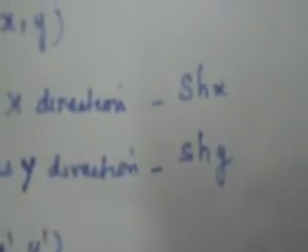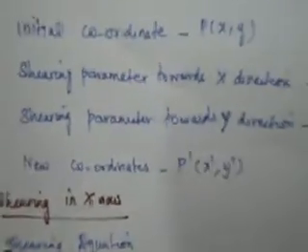The initial coordinate of an object is P of x comma y. The shearing parameter towards the x direction is SHX, and the shearing parameter towards the y direction is SHY. The new coordinate is P dash of x dash comma y dash. First we see the shearing in the x axis.